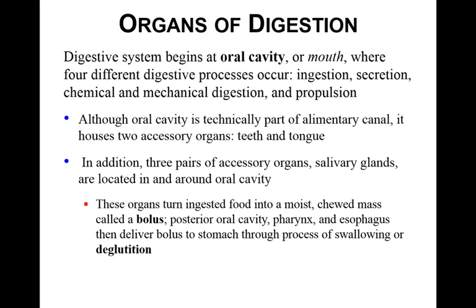So let's get into the organs of digestion. We begin at the oral cavity, or the mouth. 4 different processes happen here: ingestion, secretion, chemical and mechanical digestion, and propulsion.